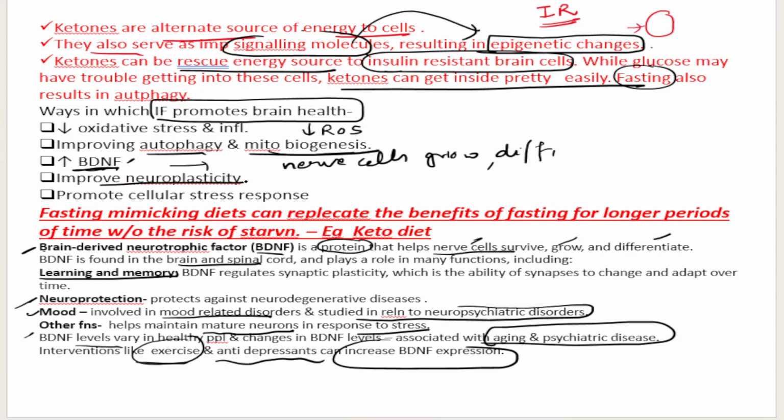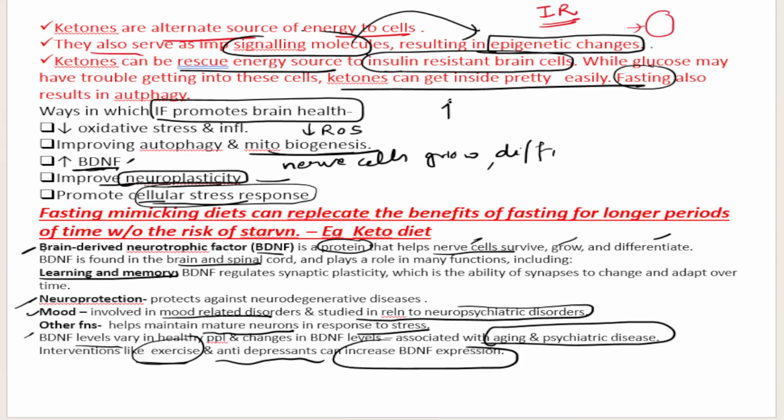Now, intermittent fasting also improves neuroplasticity, which is the ability of the nerve cells to grow and differentiate. So it results in cognitive improvement. Then intermittent fasting can promote a better cellular stress response. So cells will be able to respond to stress more effectively because of the benefits of intermittent fasting.